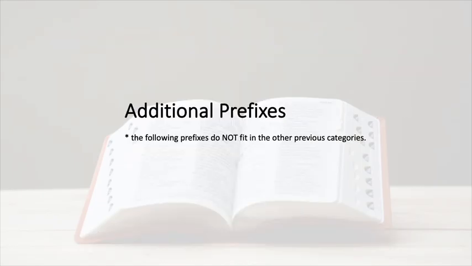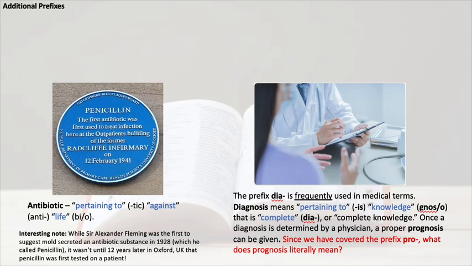So now let's move on to these final prefixes that don't quite fit into a specific category. The prefix anti comes from Greek and means against or opposite. It often describes something that works against a particular process or organism. So for example, an antiviral works against viruses, an antifungal works against fungi.